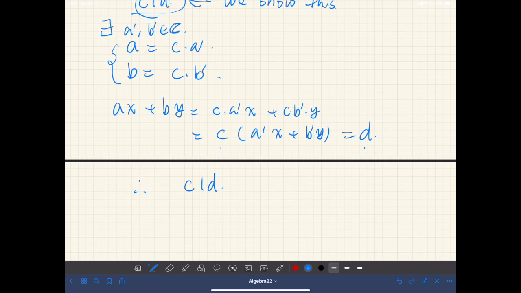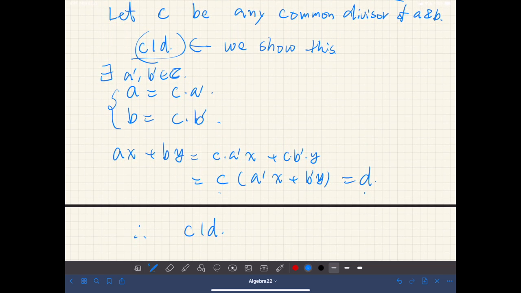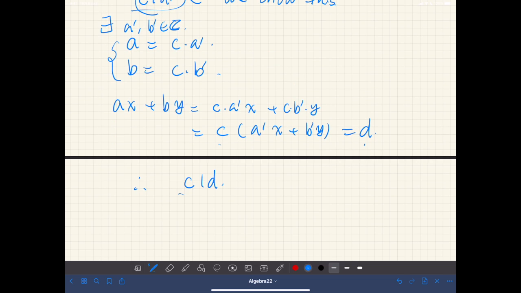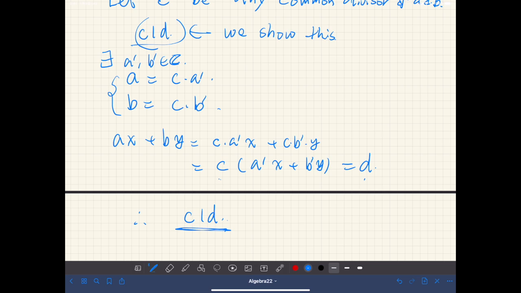So since c is any common divisor of a and b, and by assumption d is of course a common divisor, this means d is the greatest common divisor of a and b. And we are done.